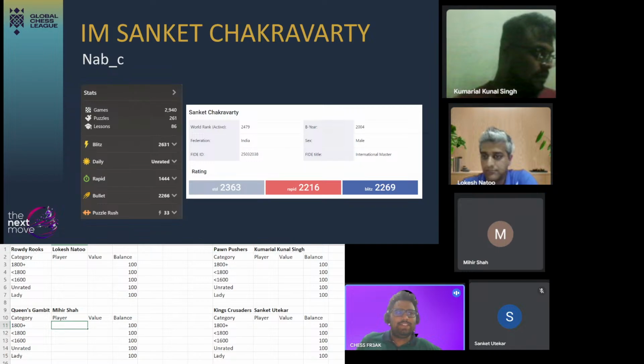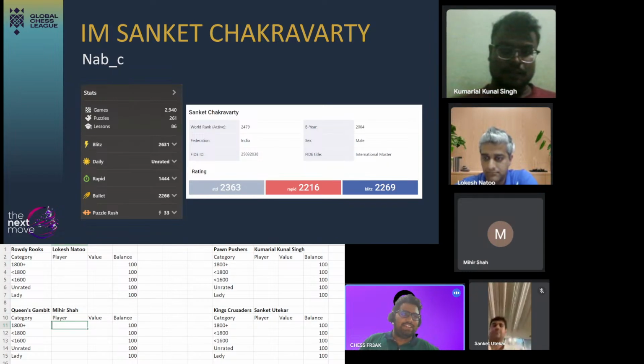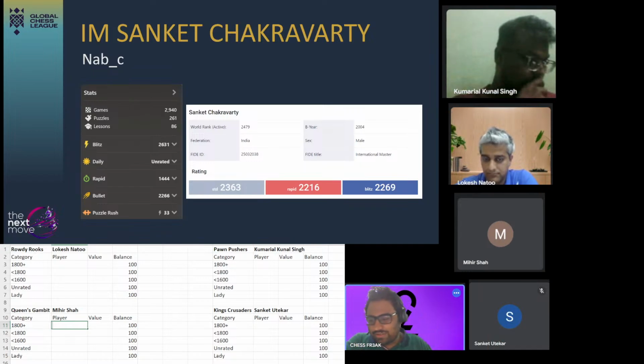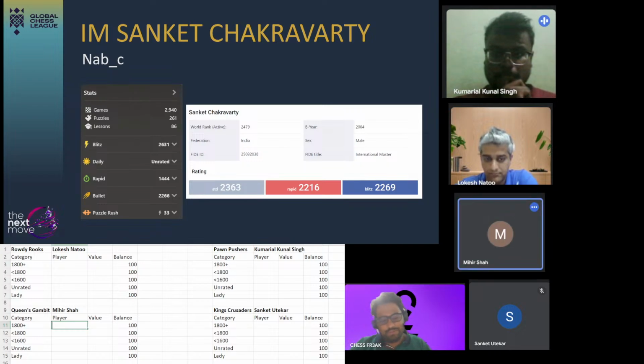Do I see any more bids? Lokesh, Mihir, Sanket, anyone of you for 53? I mean, let's now start increasing with a gap of 2 points, if all of you guys are fine. Otherwise this auction will go for ages if we start increasing it by 1 point each. So do we see 54, Mihir, for Sanket Chakravarti? 54 points, Queen's Gambit, Sanket Chakravarti.